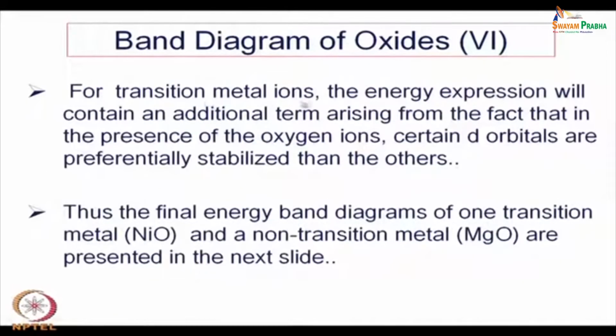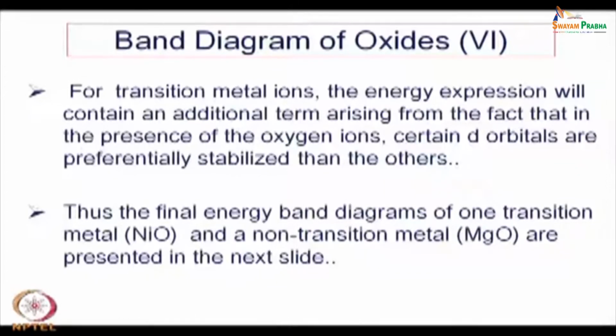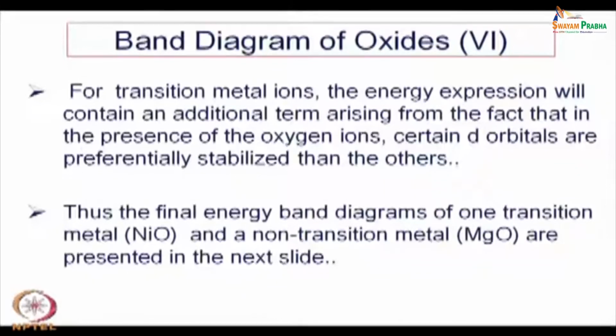So, that is a general thing for non-transition metal oxides. For the transition metal ions, the energy expression will contain an additional term arising from the fact that in the presence of the oxygen ions, certain d orbitals are preferentially stabilized over the others.